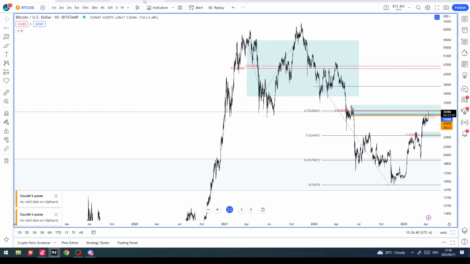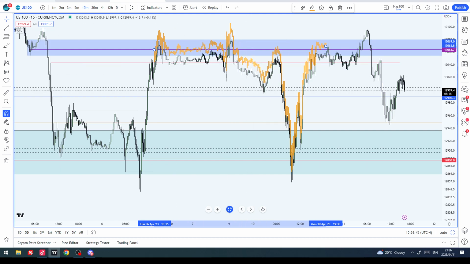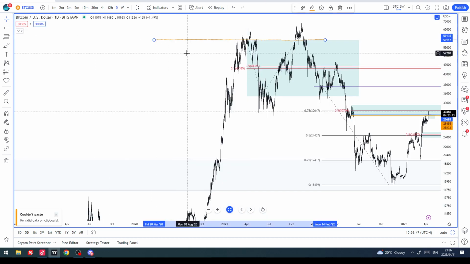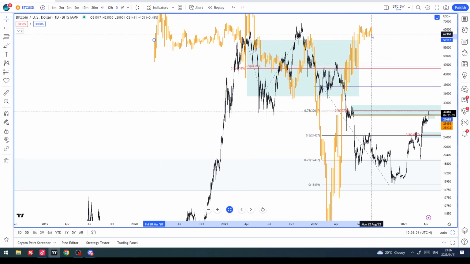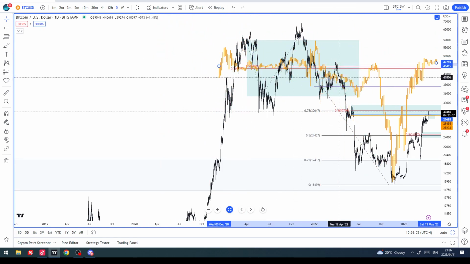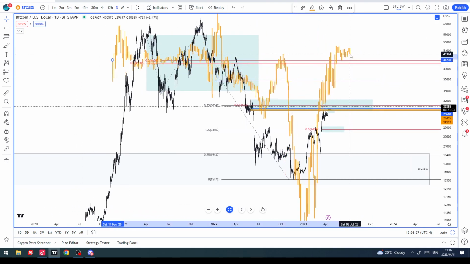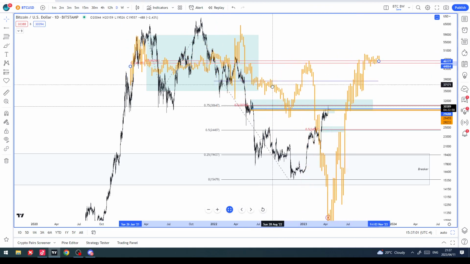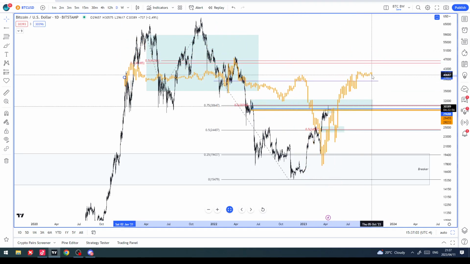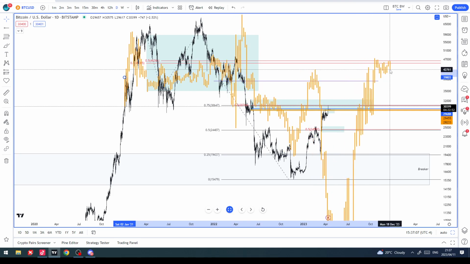No valid data on clipboard. Hold on. Copy. Paste. Right. Let's put this on here. We're not looking at the actual patterns being traded here. We're just looking at how the model is delivered, right? Can you start to see what I'm talking about?